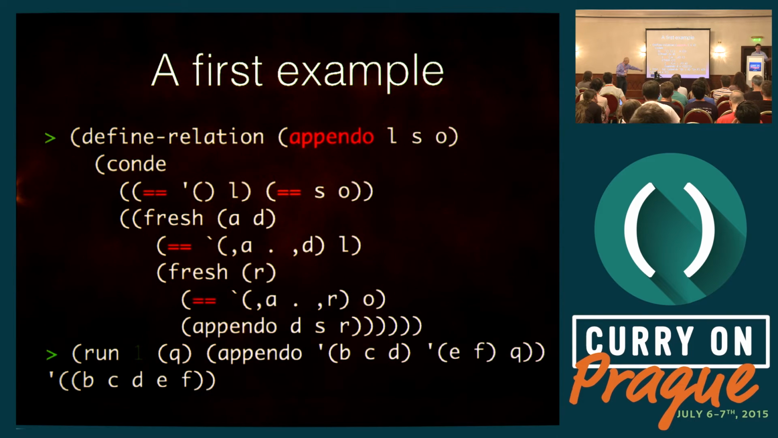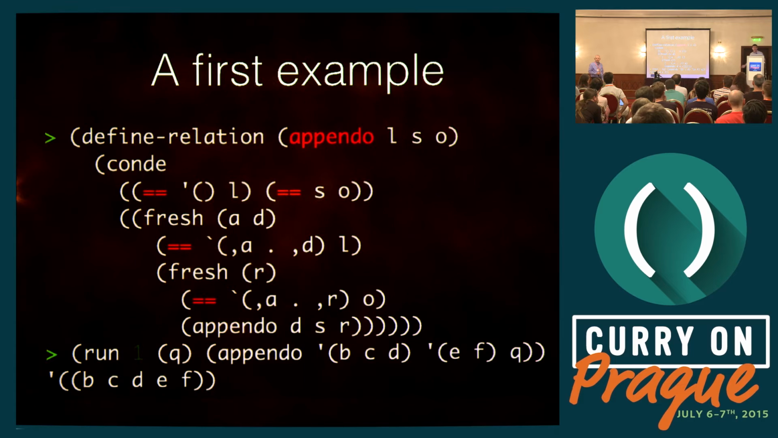miniKanren always returns a list of answers. Right. So there's one answer you get back out. BCD and EF yields BCDEF. And Racket always returns the quoted list of the answers. So the point is, if you're new to miniKanren, I just want to write functions like I've been doing as a plain old functional programmer.